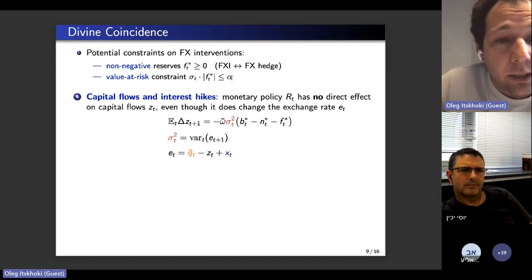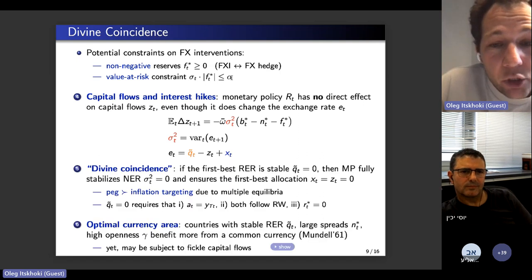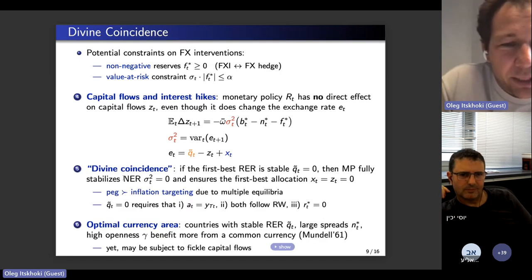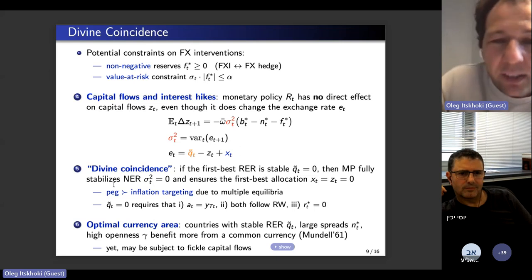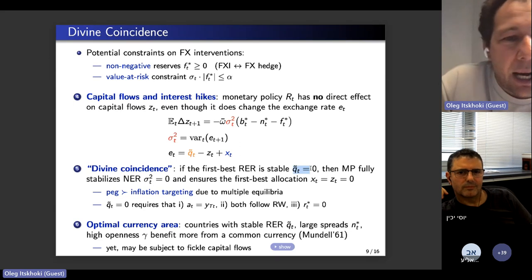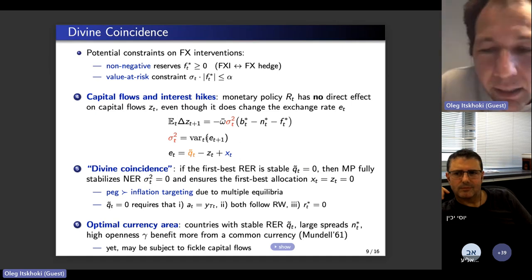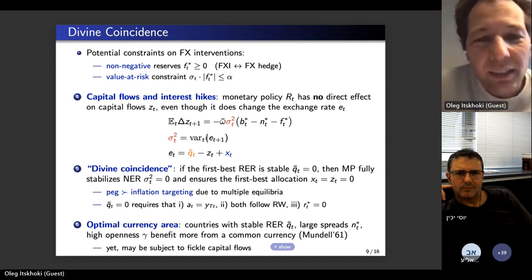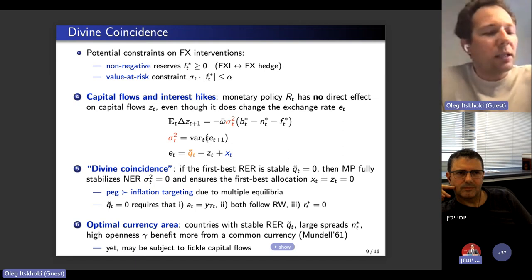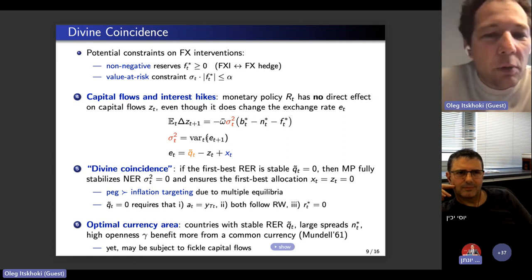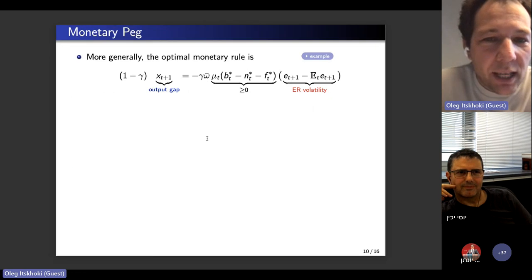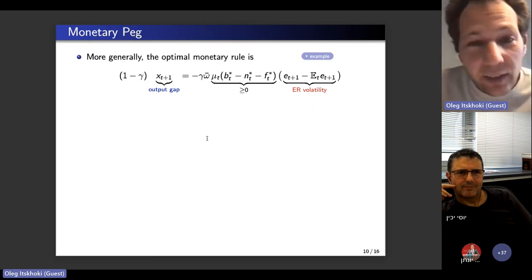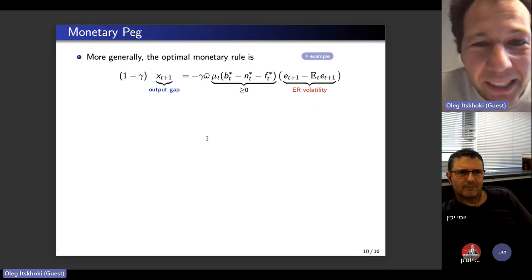But for now, I want to show you a couple of results. So the divine coincidence we discussed. This is when a fully fixed exchange rate will be the first best, because there is no volatility in the first best real exchange rate. I'm going to skip this. Yes, Oleg, we just have 2-3 minutes, but if you want to take 5 minutes, okay. But I will show you the last result. You guys had very good questions, so that's why.